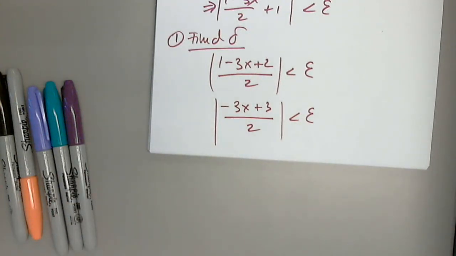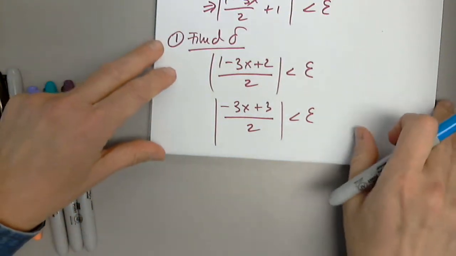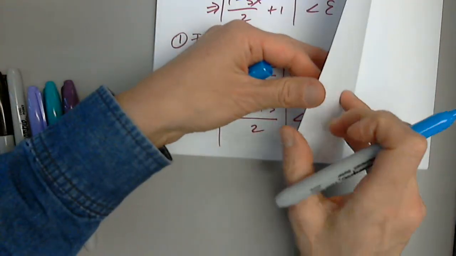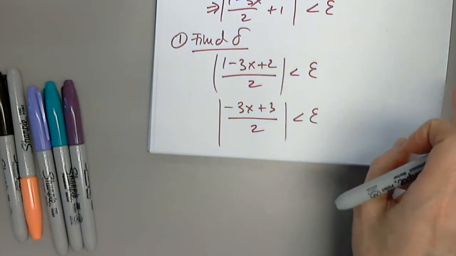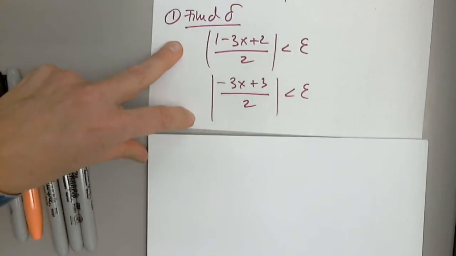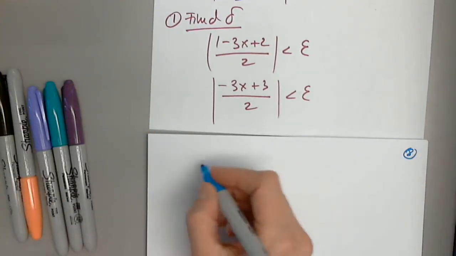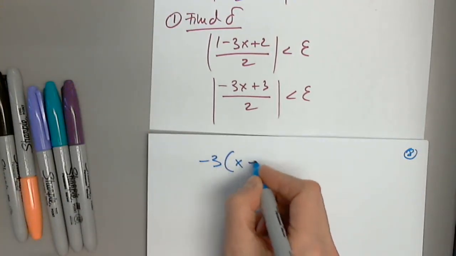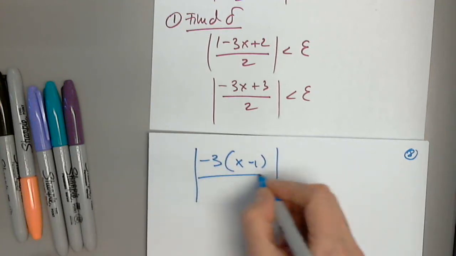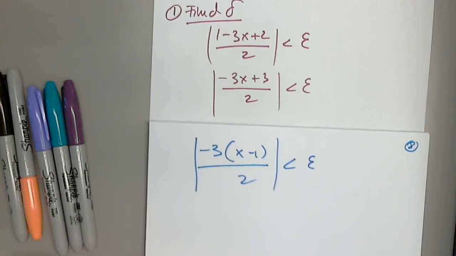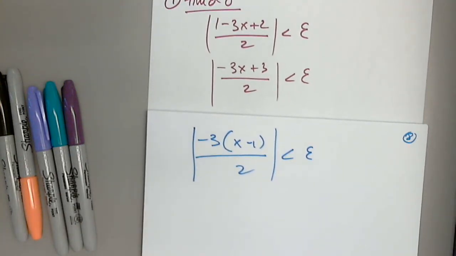Remember, factor, simplify, descending order, no negative leading coefficient. You should always have that in the back of your mind. At this point, I have to factor, but I can't factor out of the absolute value. That will not be allowed. So I have to write |-3(x minus 1)| divided by 2 less than epsilon. That has to be my next step.